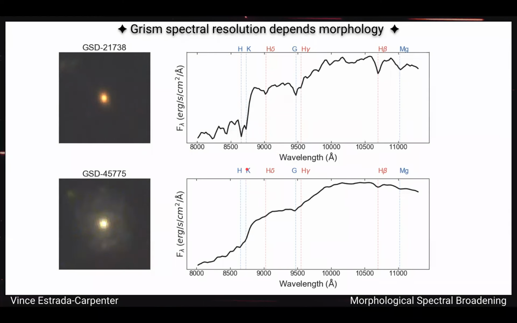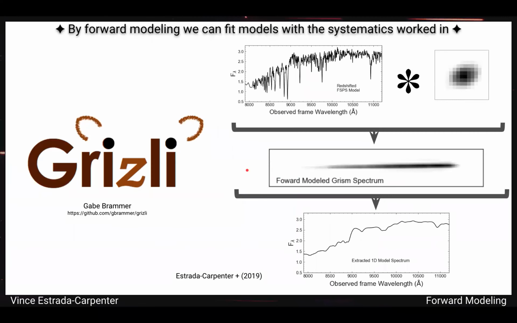And so to deal with this morphological broadening, the self-contamination, I use a forward modeling technique. To do that, I use the software package Grizzly, which basically does anything you want to do with grism data. You can turn to Grizzly and it'll do it for you. And I use its code to generate the forward modeled grism spectra. The way it works is you take your SED, in this case, I'm using FSPS, take the morphology of the galaxy at the right orientation, and hand that over to Grizzly, and it can produce this 2D spectra for you.